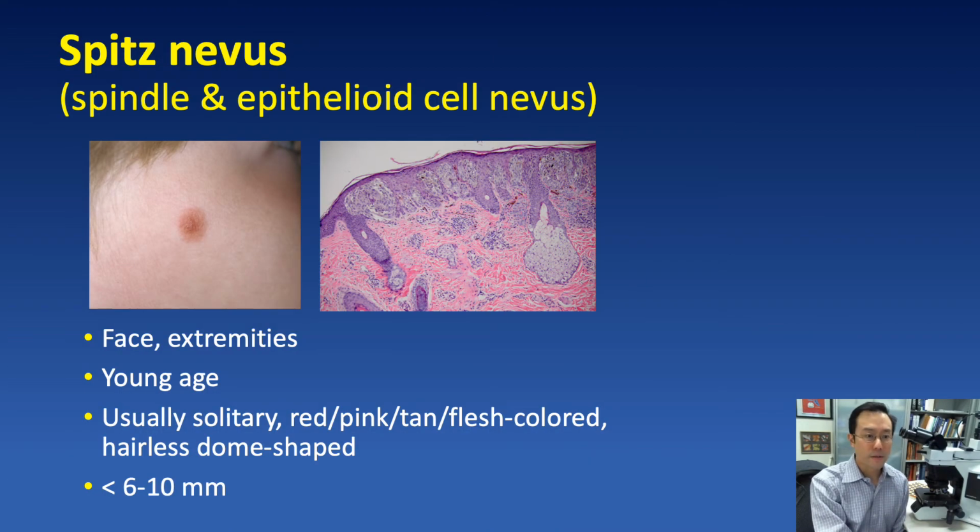Spitz nevus, also known appropriately by its descriptive name spindle and epithelioid cell nevus, despite how well characterized it has been clinically, histologically, and even molecularly, has notoriously been one of the most challenging areas in the diagnosis of melanocytic tumors, owing to its high degree of overlap with melanoma. But a classic Spitz nevus typically occurs in a child or young adult, face or extremities, usually as a solitary, non-pigmented papule, although pigmented variants of Spitz nevus certainly do exist.